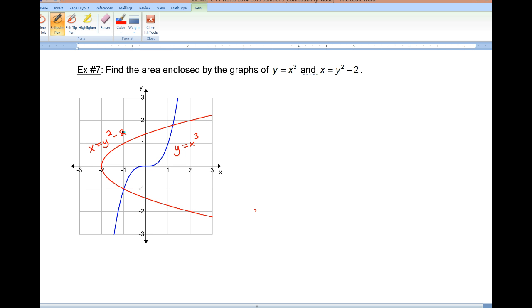Now, this one is definitely easier to set up if you do right minus left, right? So take, this one's already solved for x equals y squared minus 2. Go ahead and take y equals x to the third, so it's going to be the cube root, or y to the 1/3. Now we have to figure out the bounds, so basically where they intersect.